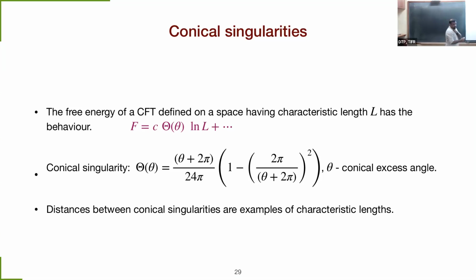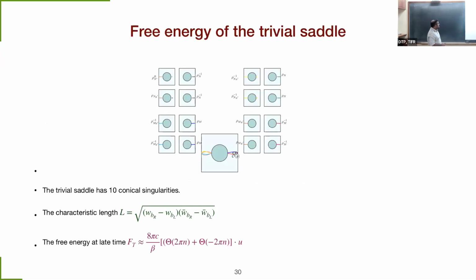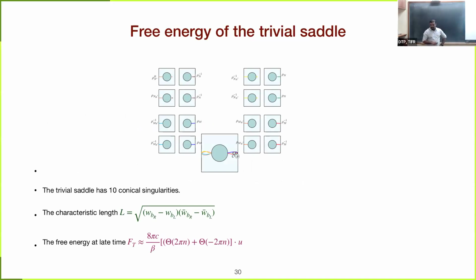Okay, so this is the way one can get the universal terms. Just get the contributions coming from conical singularity. So the basic idea is to construct a saddle, identify where the conical singularities are, and then apply this trick to identify the free energy. We can do that for the trivial saddle, and one can show that at late time there is a linear growth of free energy, like in the case of entropy computation.